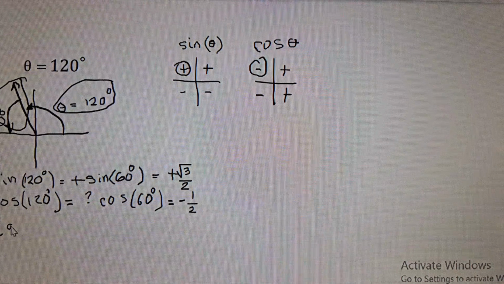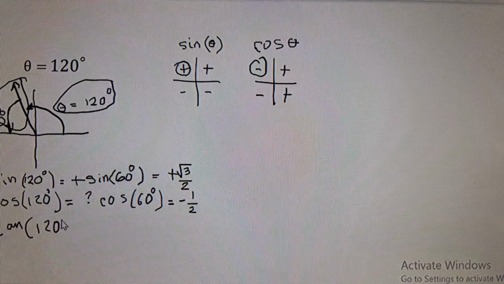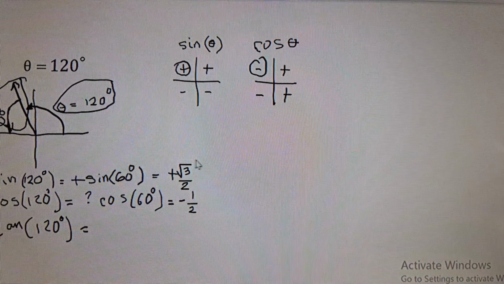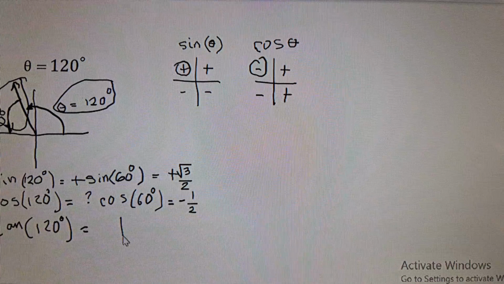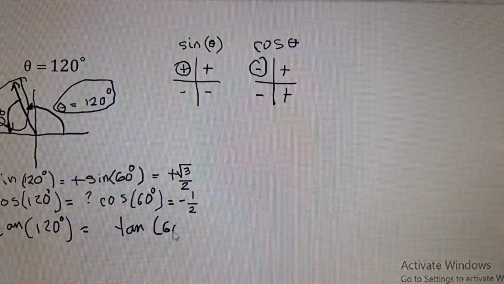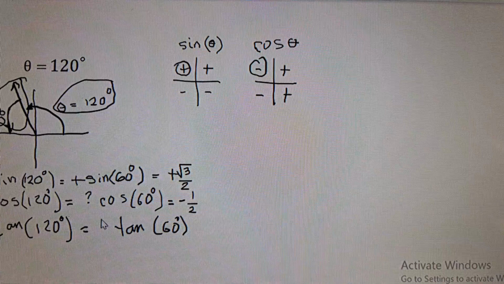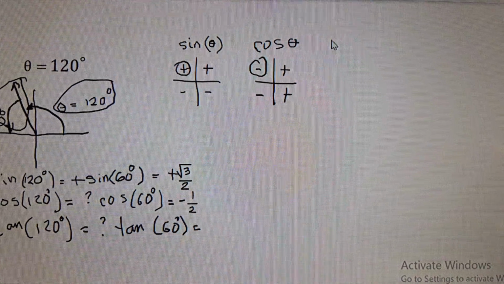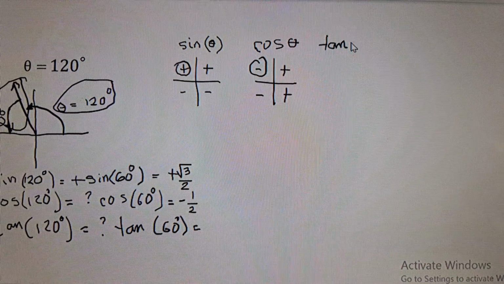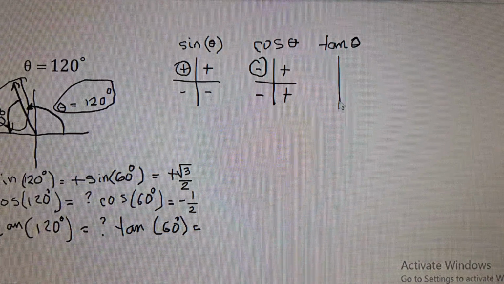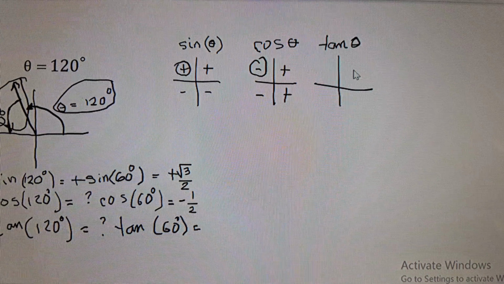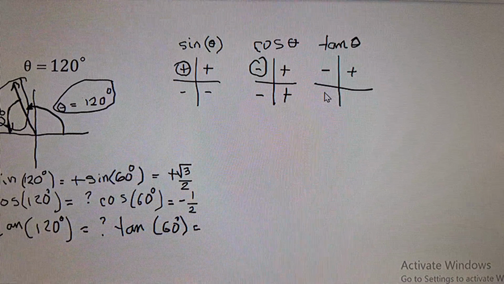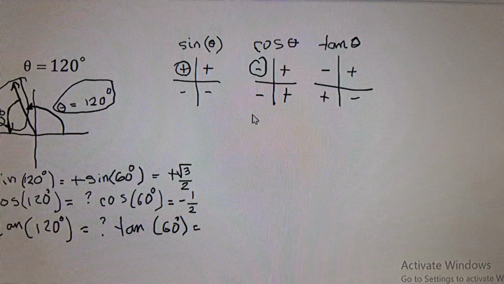How about the tangent of 120? Well, we know that the tangent of 120 is going to be equal to the tangent of 60, except that we need to be careful about the sign here, right? What would be the sign convention for the tangent of an angle in the second quadrant? Well, we know that the tangent is positive here, negative here, positive here, and negative here.